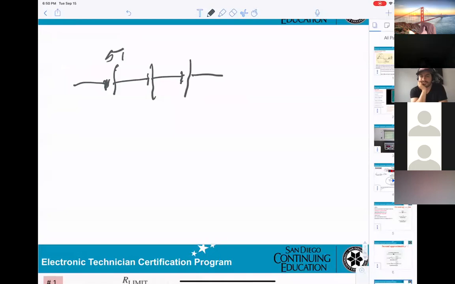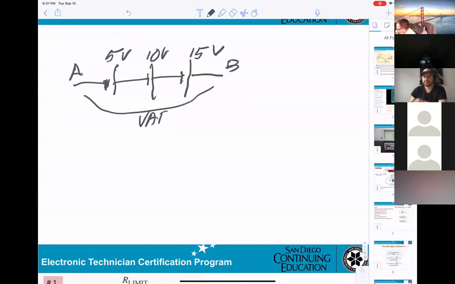Five volt, 10 volt, 15 volt. A here, B here. What does the voltage VAB equal? You get 3 batteries. 5 volt, 10 volt, 15 volt. That's the way to connect, and I want to know the total voltage. 30. Add them up. 30 volt.